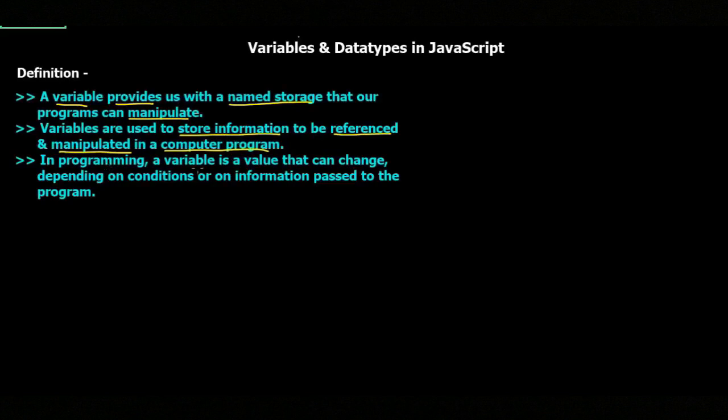And then in programming, a variable is a value that can change. Hence actually the name variable. Variable basically means an entity that can variate or change, depending on the condition or the information passed to the program. So after reading these 3 definitions, it sounds pretty complex, but of course it's a very easy concept, that is variables and data types.